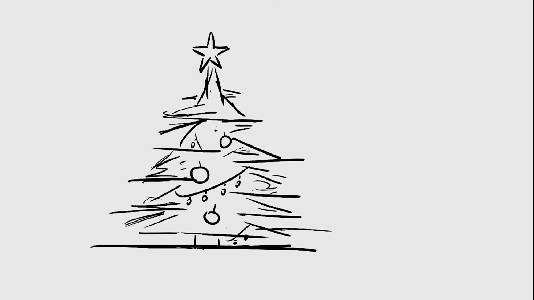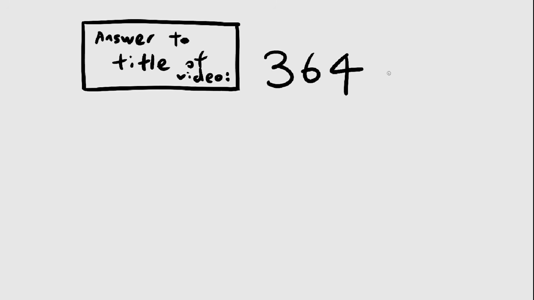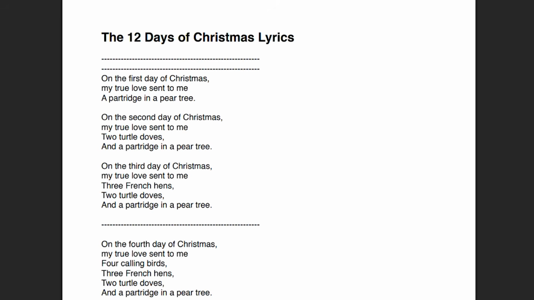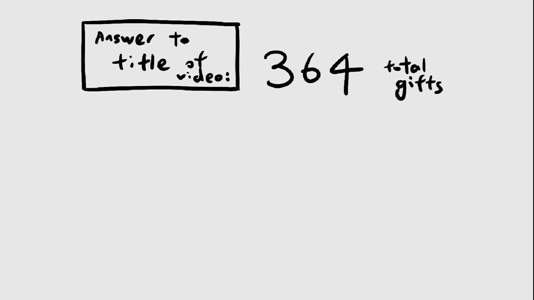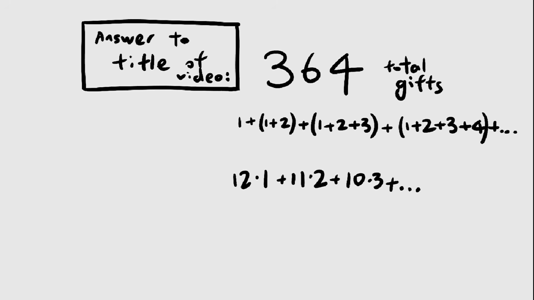I'm a little late with the holiday-themed videos, but the answer is 364. 364 total gifts are given. If on the first day you get one gift, second day you get 2 plus 1, third day you get 3 plus 2 plus 1, and so on for 12 days total. You can, of course, get 364 by just adding everything up, or multiplying then adding, which is slightly faster.